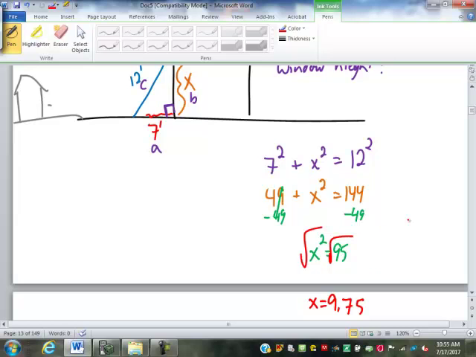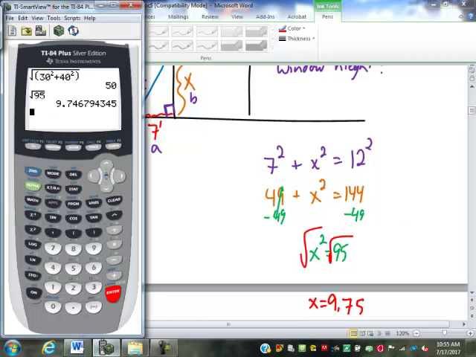So the maximum height of that window would be 13.75 feet. We'd add 4 to that. Now again, you can do this all in your calculator at one step. What you would do is this. You'd hit your square root key, and it would give you that open parentheses. You just have to type it in backwards. You have the hypotenuse, the 12. So you're going to do 12 squared minus the one leg you're given, which is 7 squared. And close the parentheses. Gives you the 9.75.